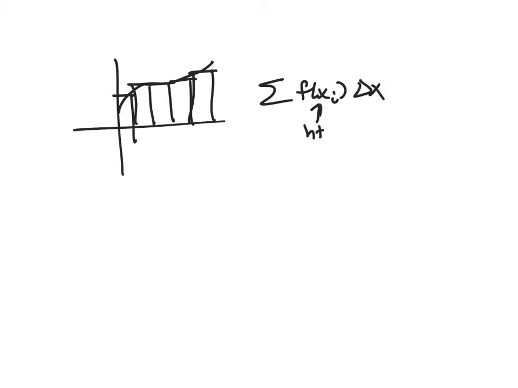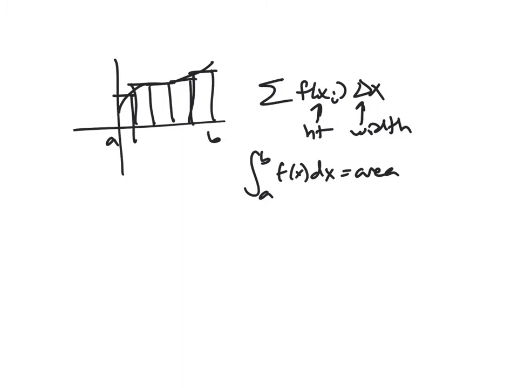We could put some rectangles under here. We sum up these areas, and then this gives us an approximation, right? And so we have basically the sum of our height times our width. And then when we take the limit, when we take more and more rectangles that are thinner and thinner, then we get the integral, if this is from a to b, of f of x dx. And this is our area.